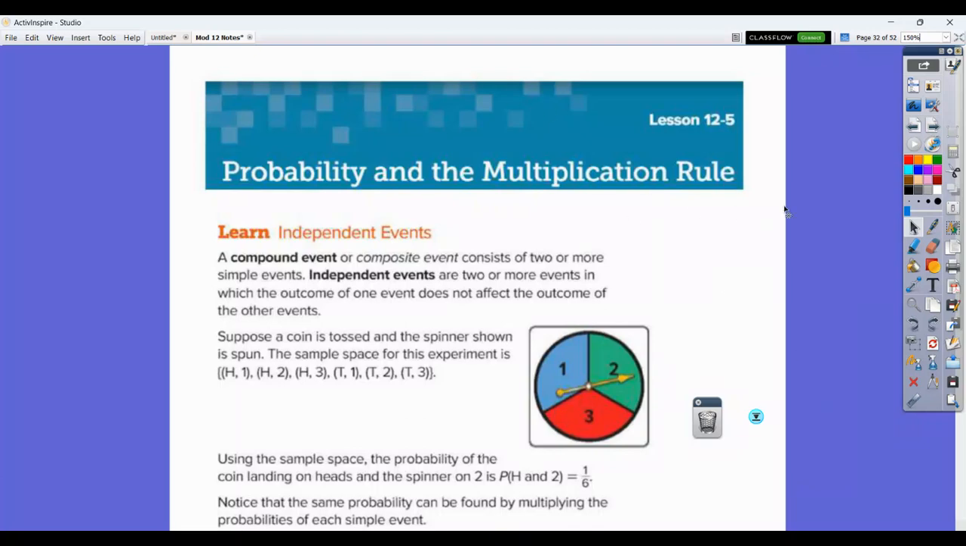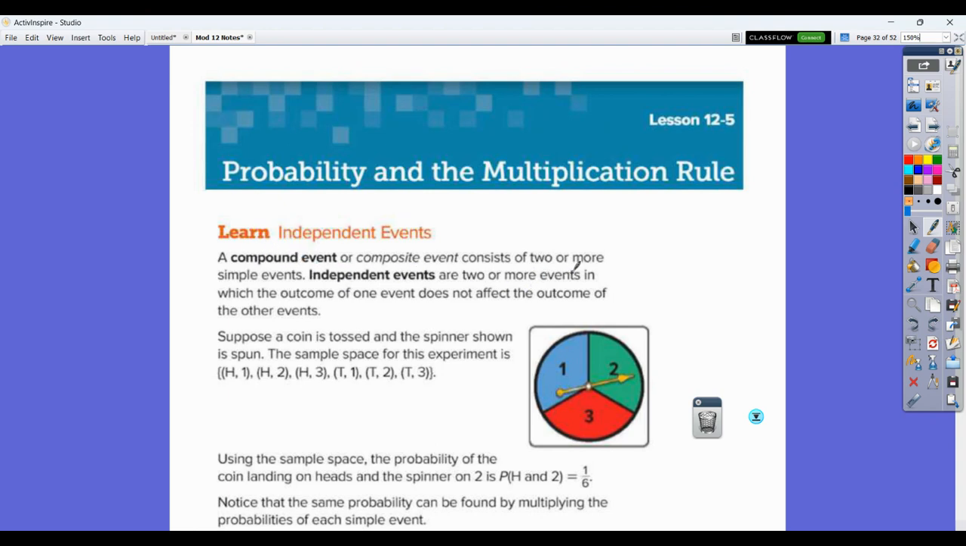Okay, we are going to talk about probability and the multiplication rule in 12.5 here. A few different vocab words come up. We have compound events, or composite events. Usually, I've heard a compound event consists of two or more simple events. We've kind of done some stuff with this already.